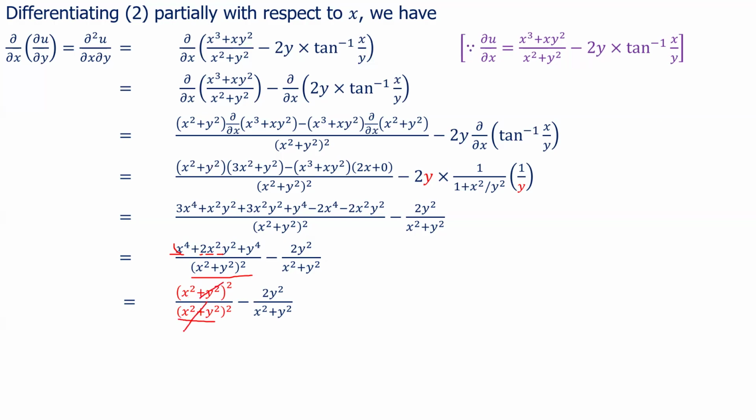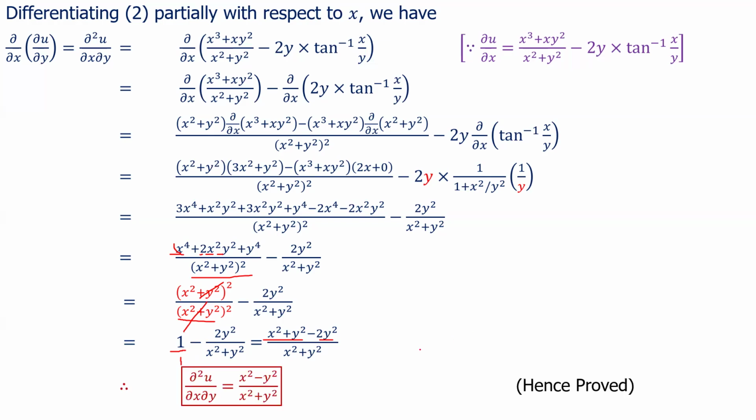This will cancel. We have 1, and we can write 1 minus 2y square upon x square plus y square. If we take the LCM, this is 1 also, so the LCM is x square plus y square. So x square plus y square minus 2y square. And the plus y square minus 2y square is nothing but minus y square. Therefore, del 2u del x del y is equal to (x square minus y square) upon (x square plus y square). This is the desired result, hence proved. Thank you.